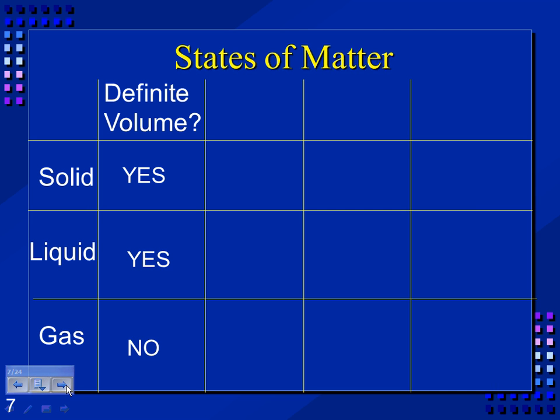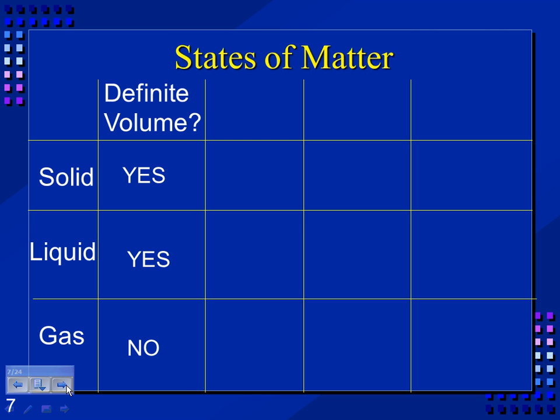Solid and liquid are both definite. A solid, we know if I have a rubber band and it's sitting on the table and I pick it up and I drop it on the floor, it's going to keep the same volume. A liquid is the same way. If I have a 2-liter bottle of soda and I open it and turn it over and dump it all out on the floor, there's still 2 liters of soda on the floor. So that's what it means by a definite volume.